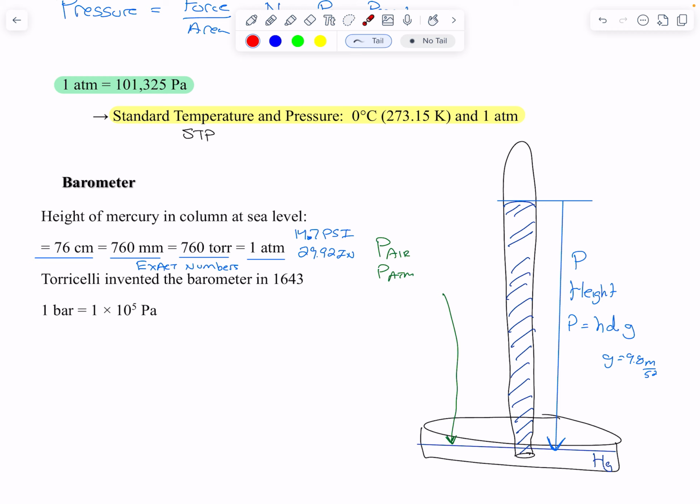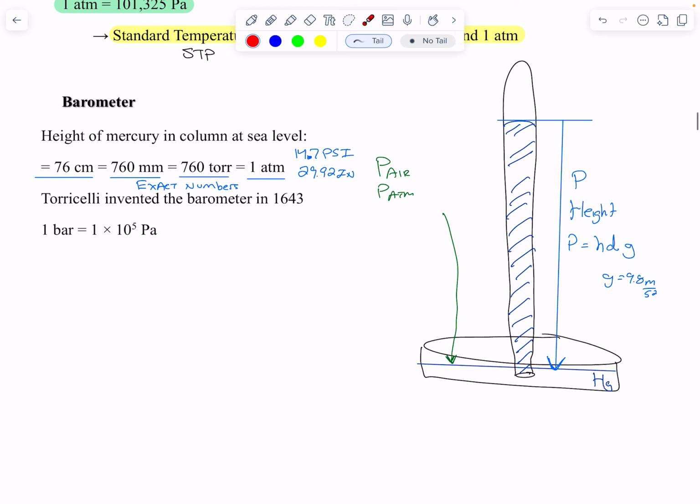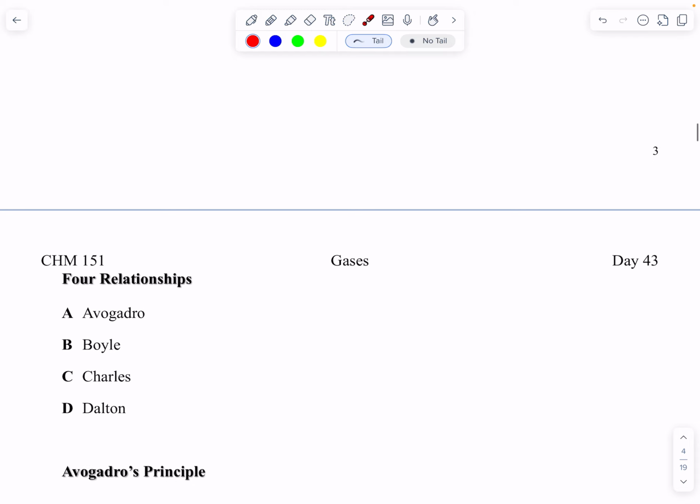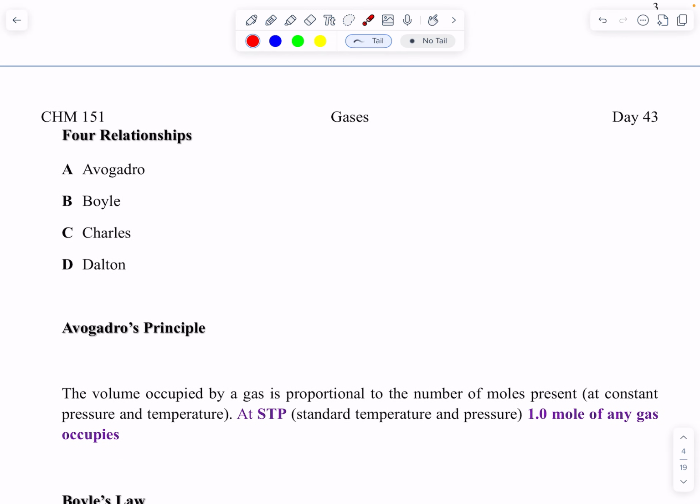Now, some scientists, 4 of them we're going to talk about, discovered some relationships with gases. All right, Avogadro. When you think of Avogadro, what do you think of? I think of the mole guy, right? He's the mole. He's the particles. Volume is proportional to the number of moles. That's real quick, all right? Boyle, pressure times volume is constant. Charles, volume is directly proportional to temperature.